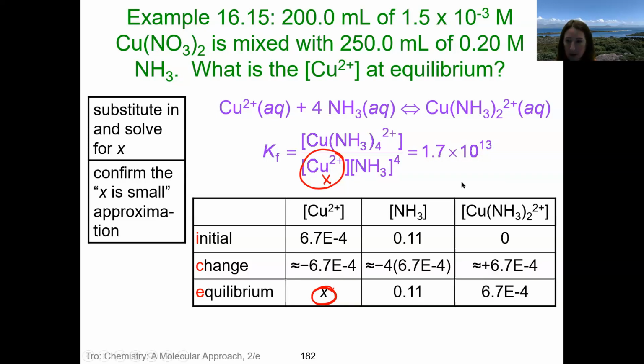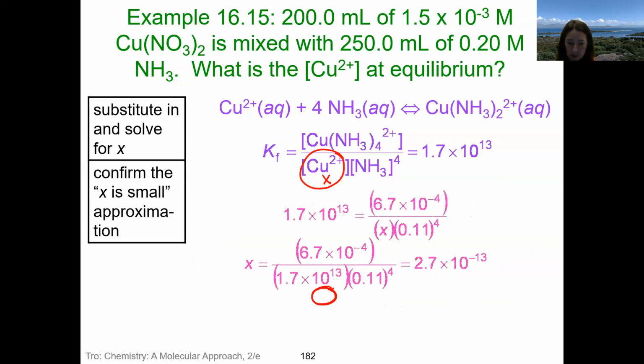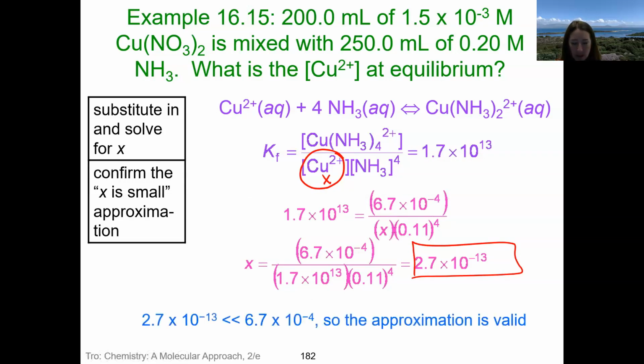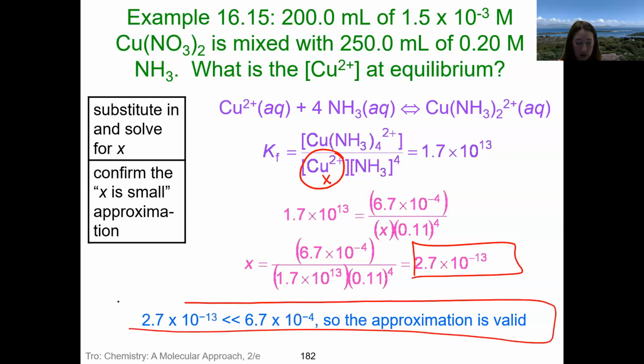And when we do that, we get 2.7 times 10 to the negative 13. And so that's the amount of copper we have in the end. And again, we don't really need to look at the X as small. It always works because this is negative 13 and this is negative 4. There's a way you could do this where you don't actually have to find it. On your exam, I'm okay if you do this. You say, oh, negative 4 is so much bigger than negative 13, the approximation works.